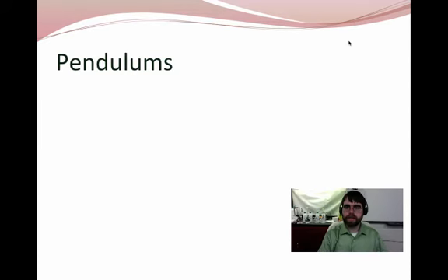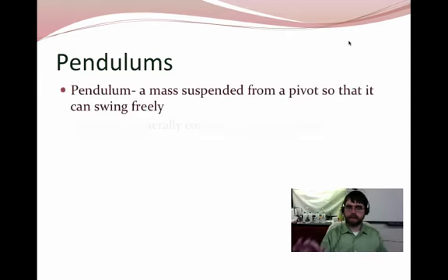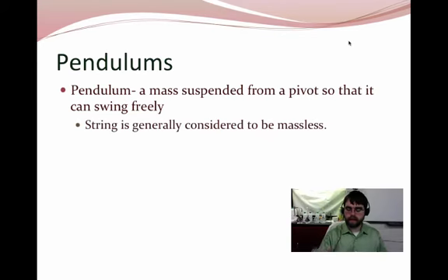The first of those is a pendulum. And a pendulum is simply a mass that's suspended from a pivot. Usually it's a mass suspended from a string or from a rigid bar, and then it swings back and forth. And to make life simple, we usually consider the string or whatever the support is to be massless. Otherwise, you have to use calculus and take the integral of the mass as you go up, and no one wants to do that.